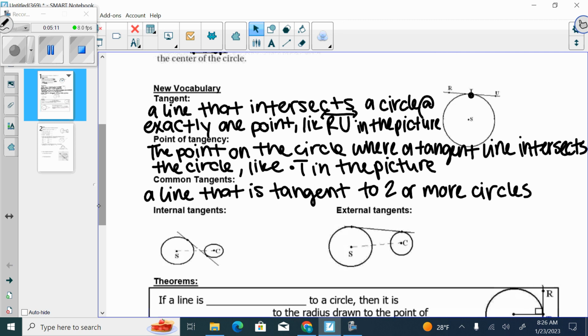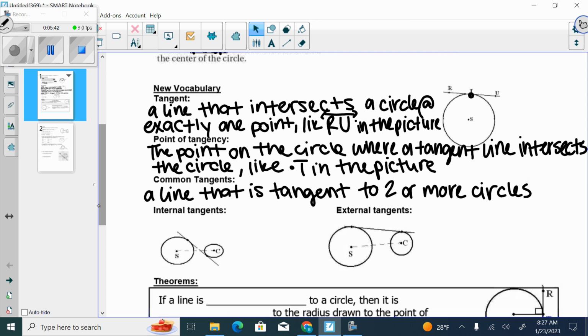So an example of what that would look like would be either of these two drawings below, right? This line right here is tangent to circle S and to circle C, right? It touches each one of those circles one spot, so it's called a common tangent. Same thing here. This line right here goes in between circle S and C and is tangent to both of those circles. Okay, the difference between where these tangent lines are touching the circle is where they get these names internal and external tangents. Okay?